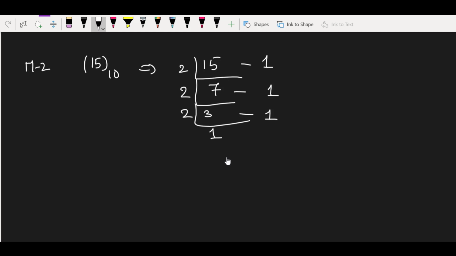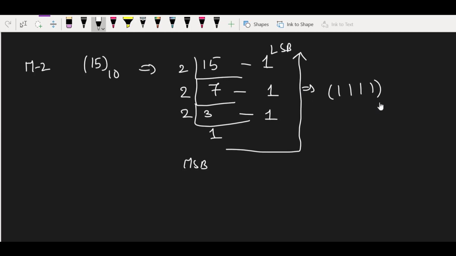Once you get the 1 at the bottom, what you do is now take from bottom to up in this direction. This will be your MSB and this will be your LSB. You can write it as 1 1 1 1 in binary. Please remember, in a binary number this is called the most significant bit, and this is called the least significant bit. Each digit is called a bit in this case.